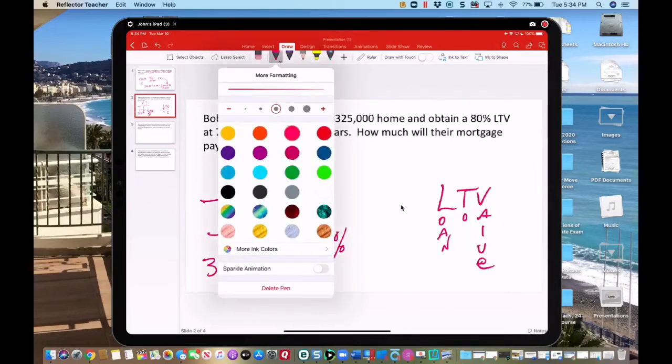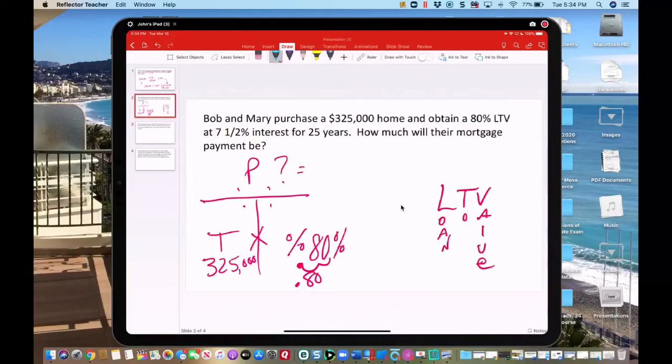Now, the really cool thing is what? Our math tells us to multiply because we have both the bottom numbers, right? And we're solving for this taller number here. So 325,000 times 0.80 equals $260,000. I'm going to double check my math. 325 times 0.80 equals $260,000. So that is my loan amount right there.